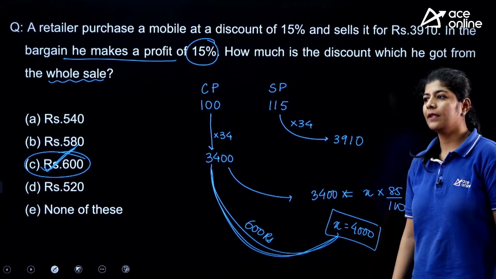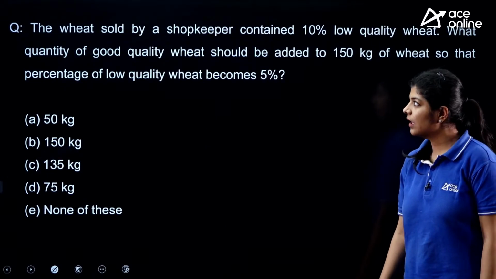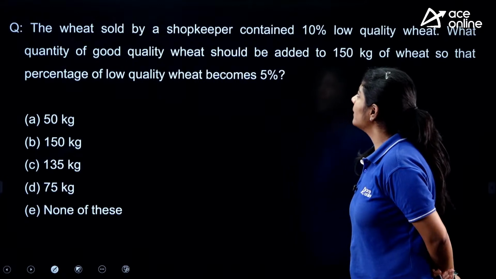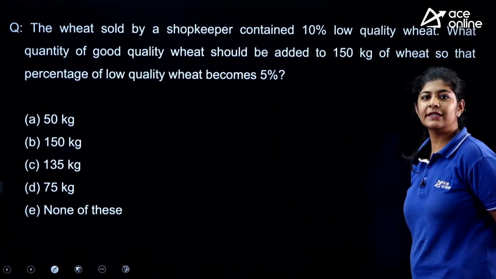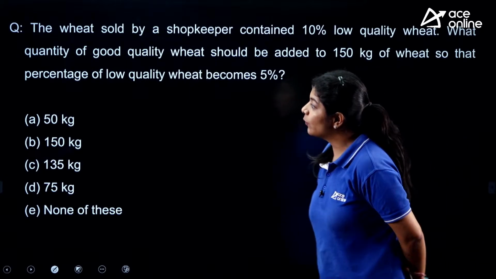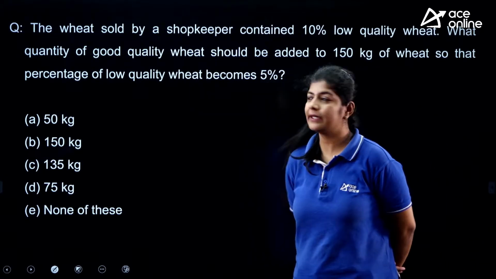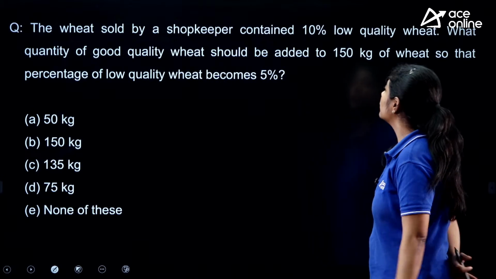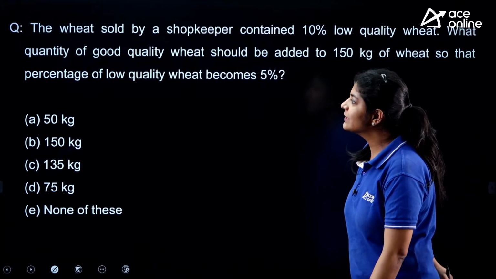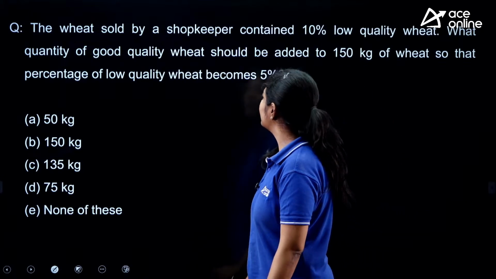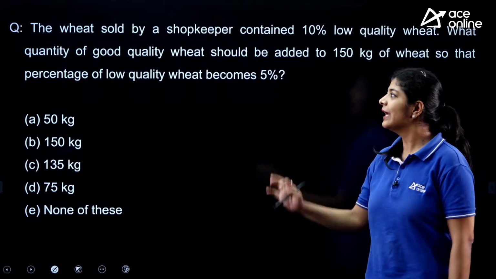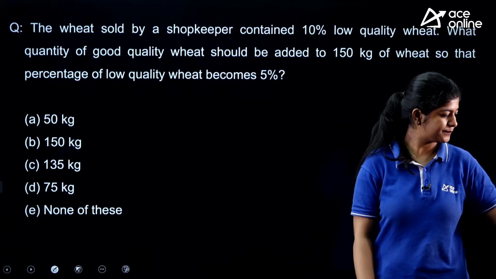Clear? Next. The next question is, the wheat sold by a shopkeeper contained 10% low quality wheat. What quantity of good quality wheat should be added to 150 kgs of wheat so that the percentage of low quality wheat becomes 5%? This is the last question of today's session and this is a very easy one.